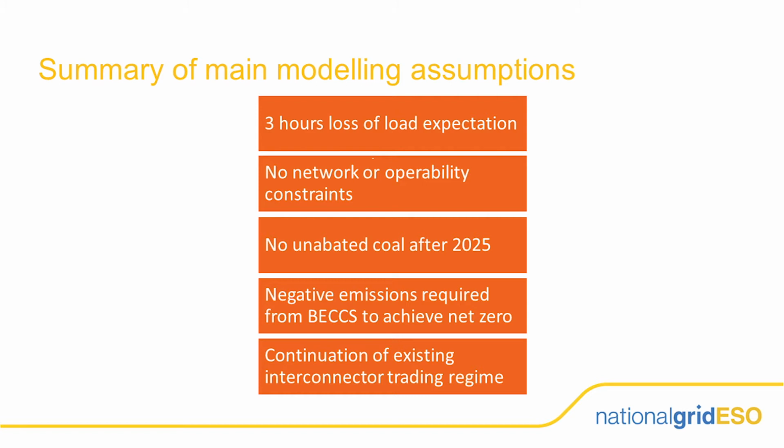The first is that we assume and design to meet security of supply in all scenarios. The security of supply standard is the 3 hours loss of load expectation. The second of our assumptions is that when we develop our scenarios, we assume no network or operability constraints. The reason we do that is we want to understand what capacity the market would build if it had free choice of where to locate. And we don't want it to be influenced by a system architect type role.